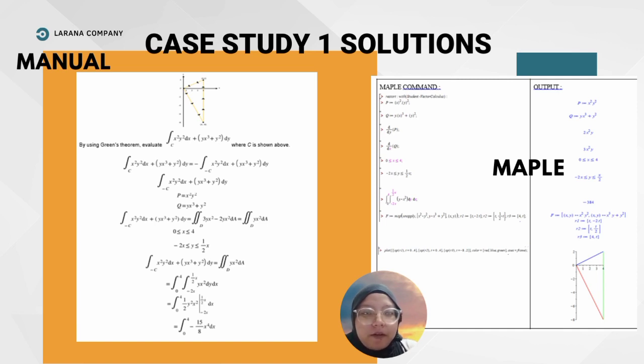Next, we find the C point, where x is from 0 to 4, and y is from negative 2x to 1 over 2x. So we do the double integral of yx squared dy dx and use the points that we found at C before. So we get the answer same as the manual, which is negative 384. So we can conclude here that by using Green's theorem, the manual way and the Maple software have shared the same answer, which is negative 384.